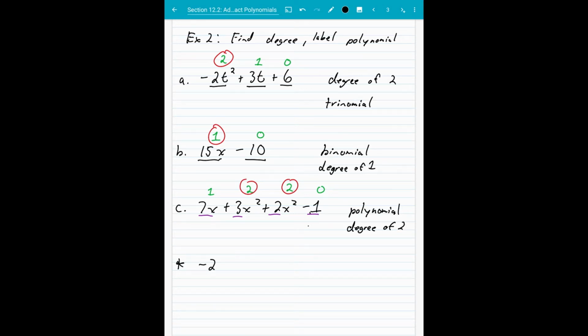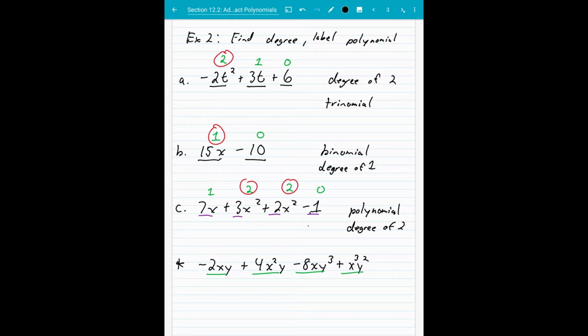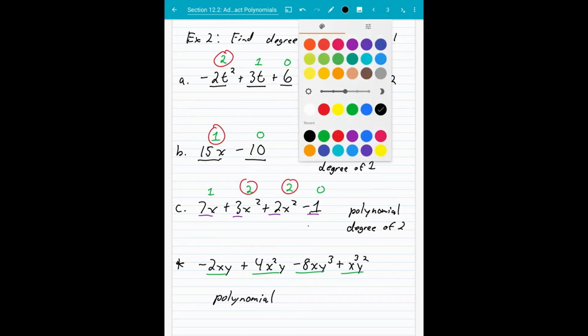Let me try a little harder example that illustrates everything we just learned. What if I have negative 2xy plus 4x squared y minus 8xy to the third plus, you can say, x to the third y to the second. Well, let's look at it first. It has 1, 2, 3, 4 terms, so it's not a monomial, binomial, or trinomial. It would be a polynomial.